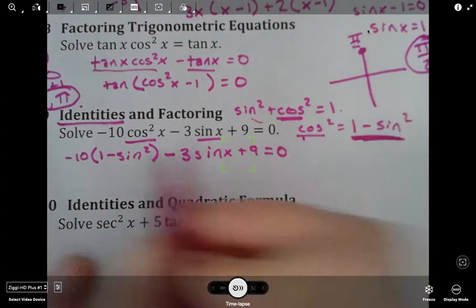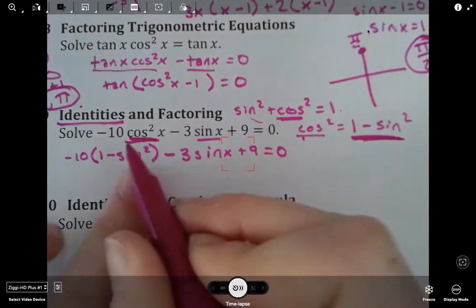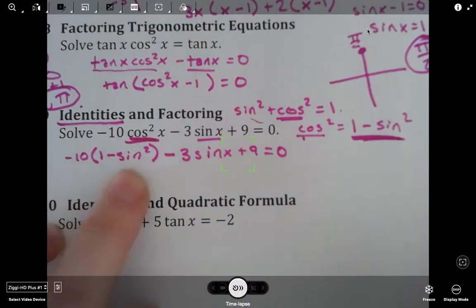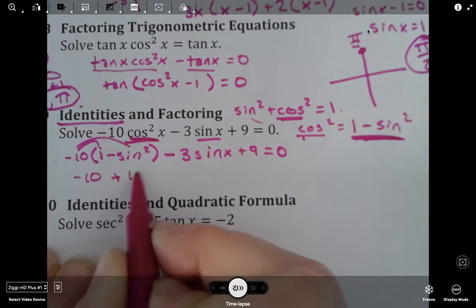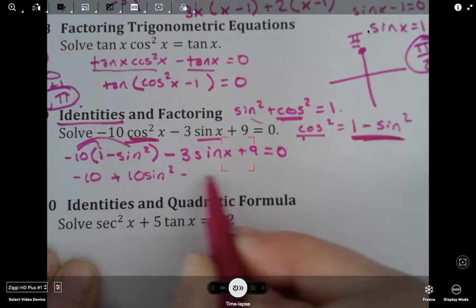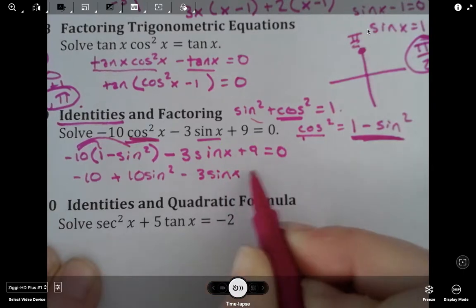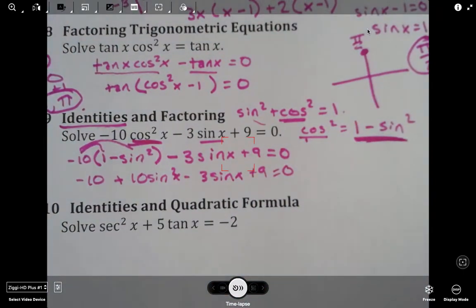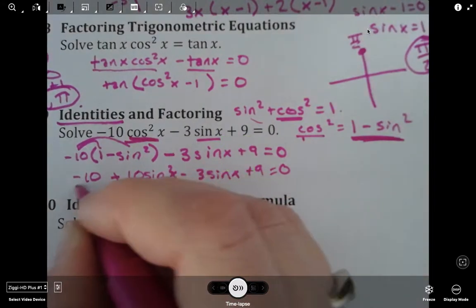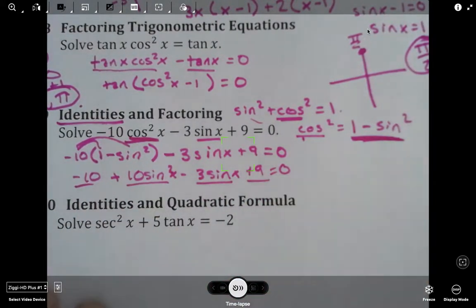So again, this piece went in for the cosine squared. And then I try to get rid of this parentheses by distributing the 10. So negative 10 plus 10 sine squared minus 3 sine x plus 9 equals 0. There's really an x on this sine. Okay, so now I've got 4 pieces. This one, this one, this one, this one. I'm going through this really fast, so if I'm going too fast, pause it so you can finish writing.